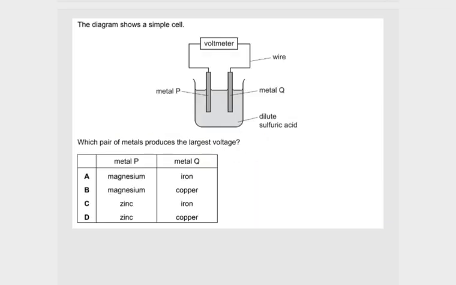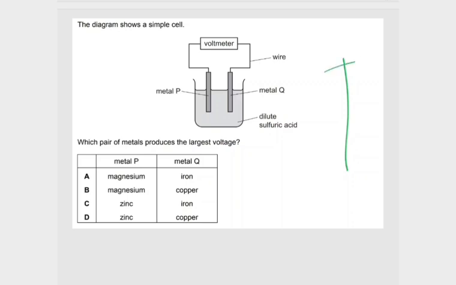The diagram shows a simple cell. Which pair of metals produces the largest voltage? Alright, so the largest voltage produced, or the amount of voltage produced, depends on the reactivity differences between the metals used. So you have to look at the reactivity series and pick a pair of metals which are far from each other, not closer at all, right?